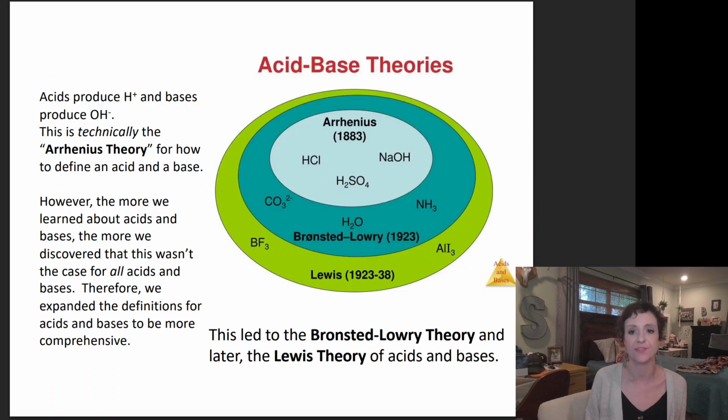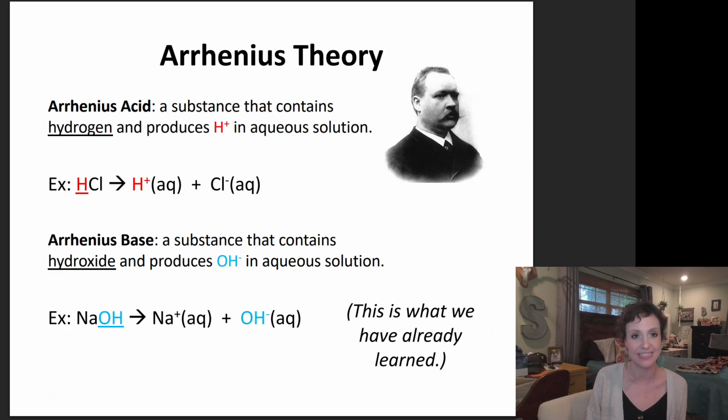So let's look at the first two of these theories. The Arrhenius theory: Arrhenius acids are substances that contain hydrogen and produce the hydrogen ion in aqueous solution. An example of an Arrhenius acid would be hydrochloric acid. We know it is a strong acid. It dissociates completely and produces the hydrogen ion and the chloride ion. That Arrhenius acid is totally the acid understanding that we've been coming to the table so far.